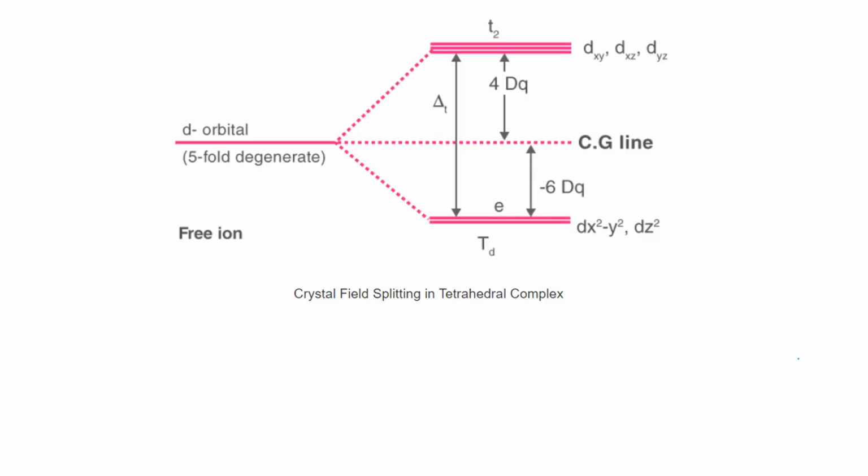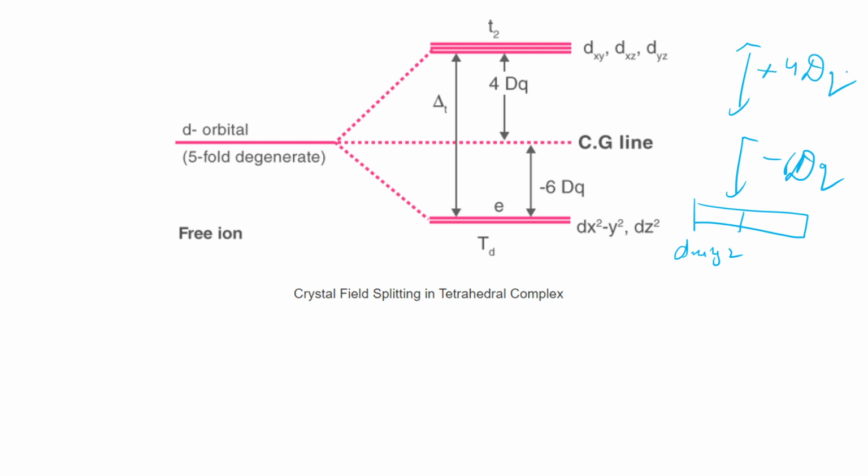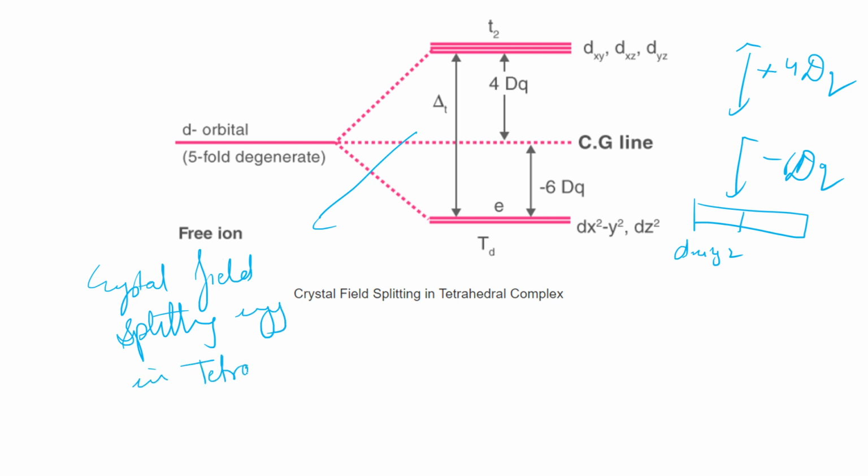Coming to the third, the splitting pattern. Here you can see the dx square minus y square and dz square orbitals went down, so the energy will be minus 6 Dq, and dxy, dzx, and dyz increase, so the energy is raised by plus 4 Dq. The splitting is called delta T. This is called the crystal field splitting energy in tetrahedral complexes.